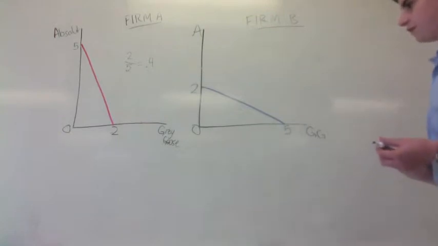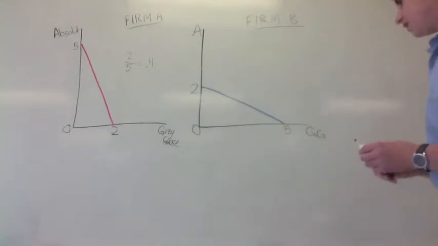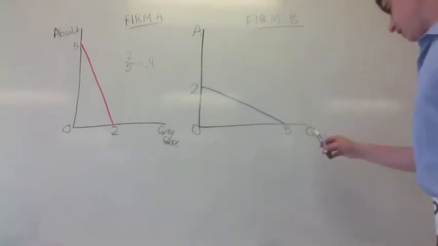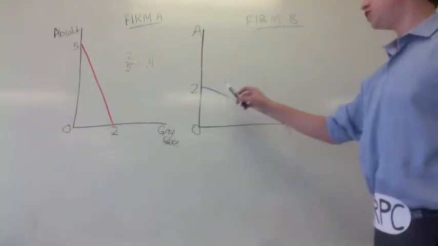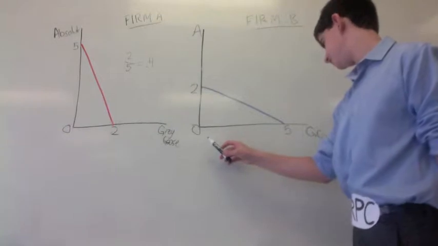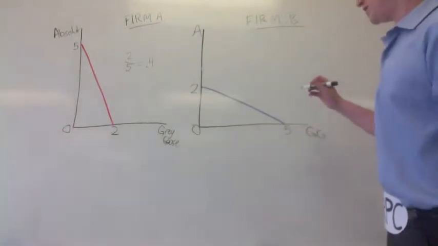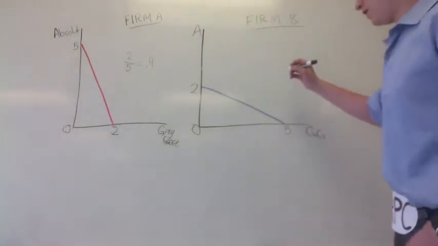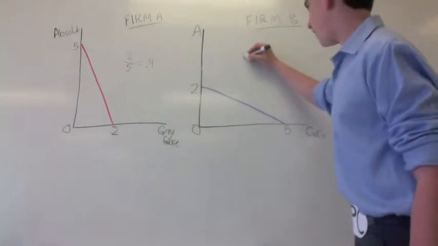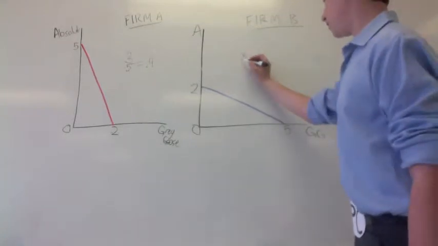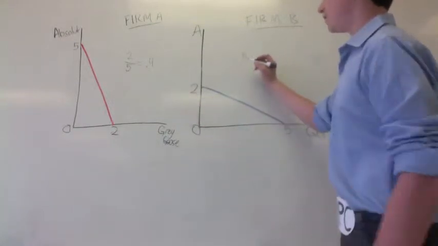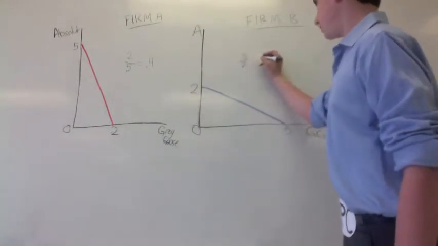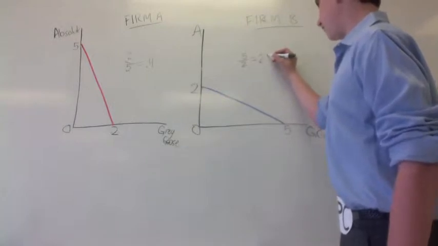Okay, now we can look over here, and we can see that Firm B can produce either 5 units of Grey Goose while producing 0 units of Absolut vodka, or 2 units of Absolut vodka while producing 0 units of Grey Goose. So it's going to be the exact opposite of the other fraction. So it should be 5 units of Grey Goose. And if they decrease production of Grey Goose to 0, they can increase production of Absolut to 2. So this will be 2.5.